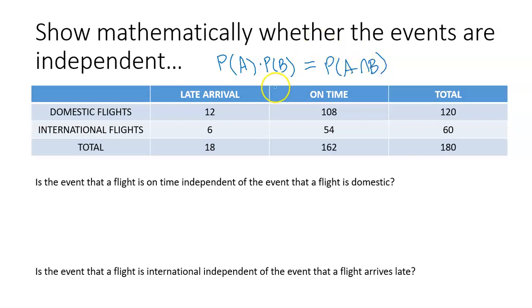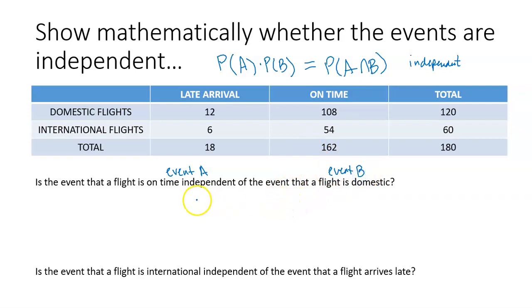Now, if this is true, then they are independent. So if they are equal, then they're independent. If they are not equal, then they are dependent. So we need to check this. The first one is asking us, is the event that a flight is on time, this is going to be event A, that the flight is on time, and then the event B is going to be that the flight is domestic.